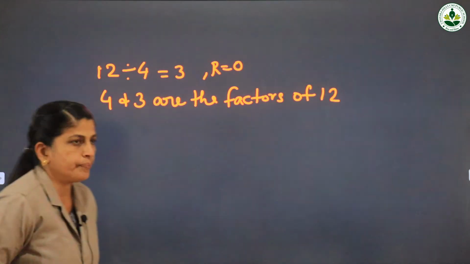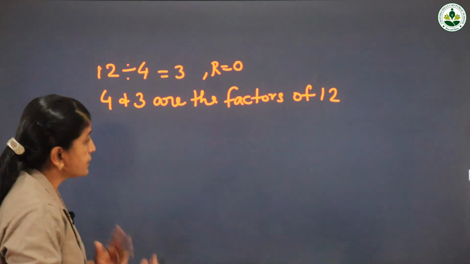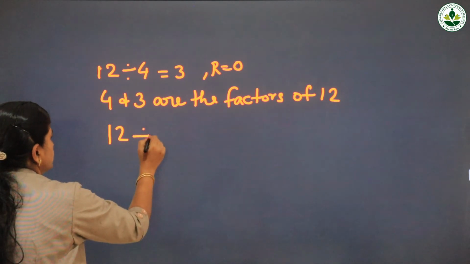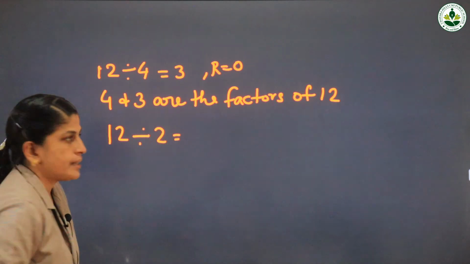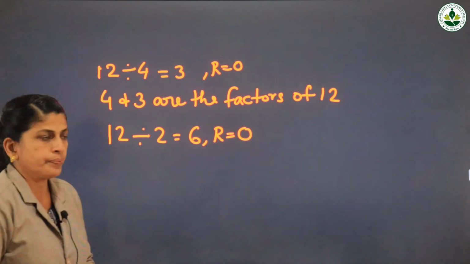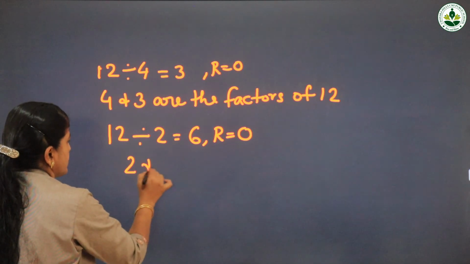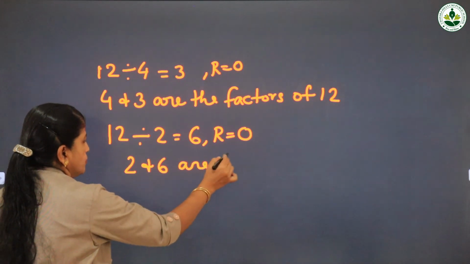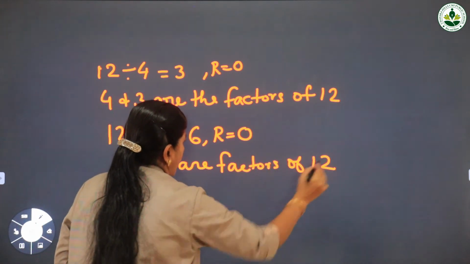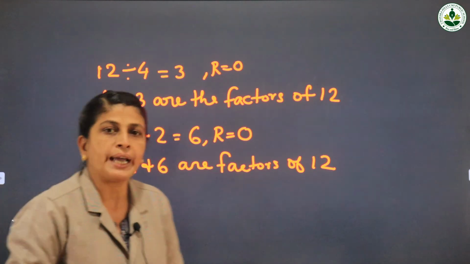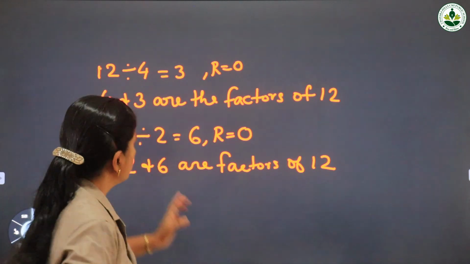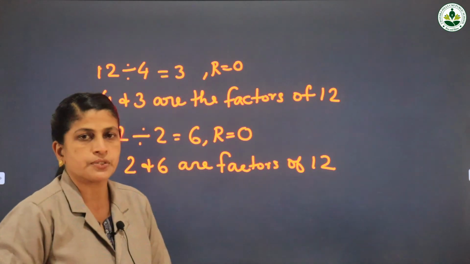Okay. There are some other factors for that number 12. When we divide 12 by 2, we will get 6 as the quotient and the remainder is equal to 0. Therefore, 2 and 6 are also factors of 12. Therefore, a number has different factors but a finite number of factors. Okay, a number has a finite number of factors.